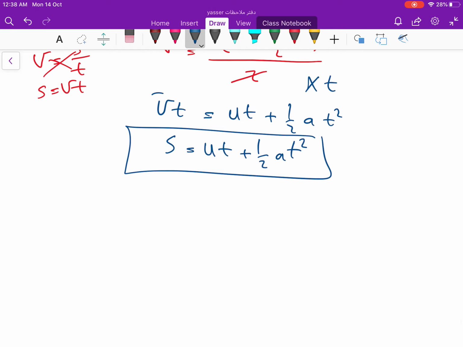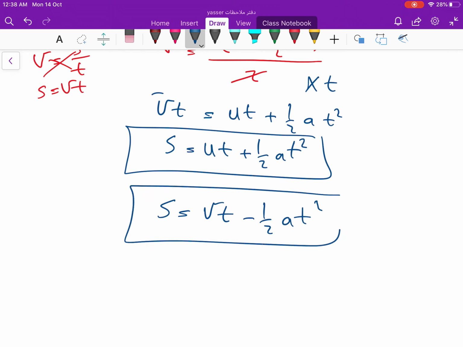A small modification in this equation, we will have the third equation. S is equal to Vt minus half at squared. So we are going to change u by v, and we are going to put a negative sign. It depends on the given data in the problem. We are going to use it in solving problems for objects moving with constant acceleration or uniform acceleration. So till now we have 3 equations.